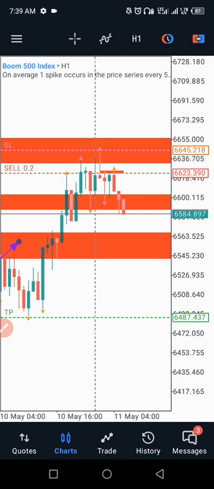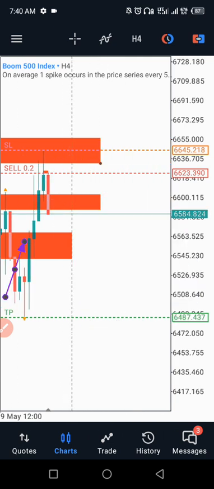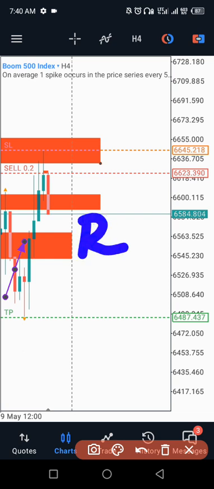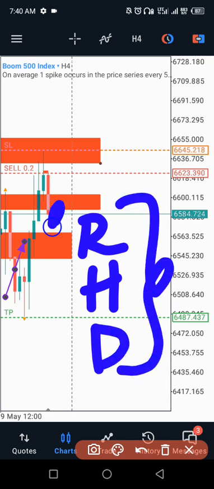So guys, this is how you want to be taking any trade using this powerful concept. Remember, you want to first of all look for the resistance, and then you want to look for the head and shoulder, and then the double top. If you are able to master these three concepts, believe me, you should be able to take any trade for yourself in the market.